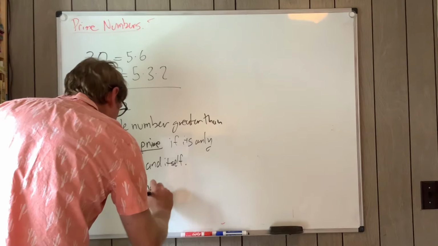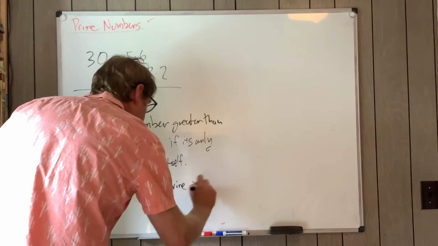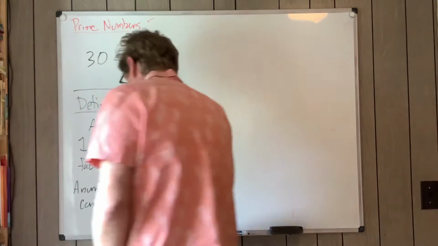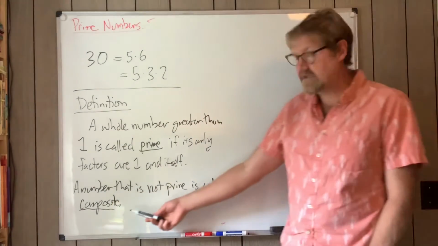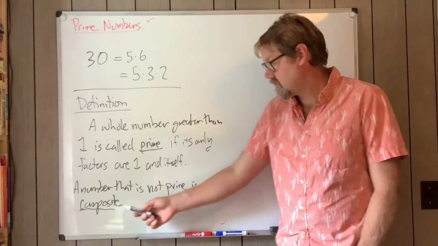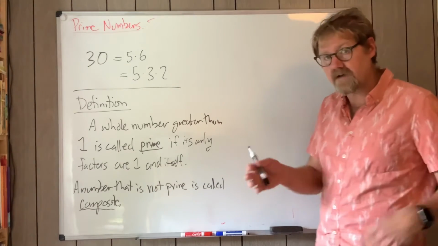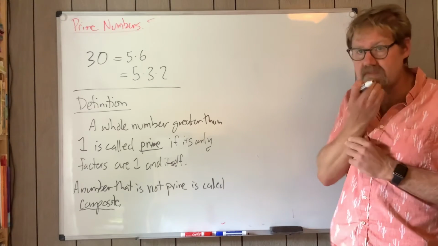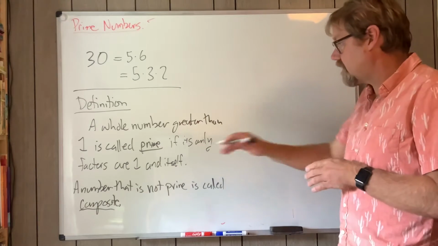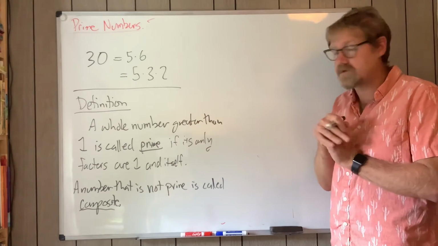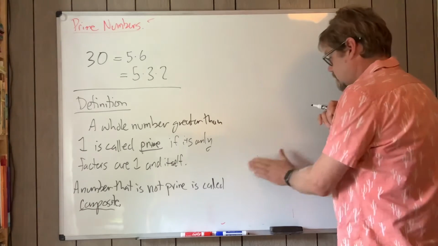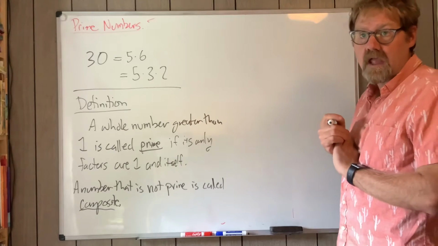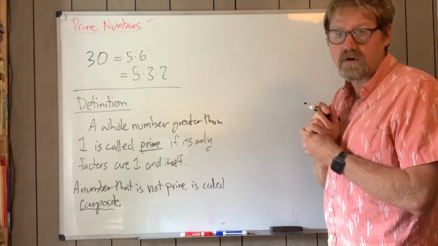And a number that is not prime is called composite. Composite in English just sort of means made up of other things, like materials. There's something called composite materials, just made up of other things. So 30 is a composite number. I've got another video on actually finding prime numbers, and I would go take a look at that. We know how to find some of these, like 2, 3, and 5 are examples. But I want to look a little bit more at these things.